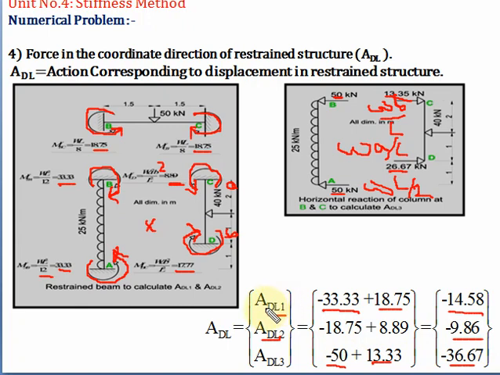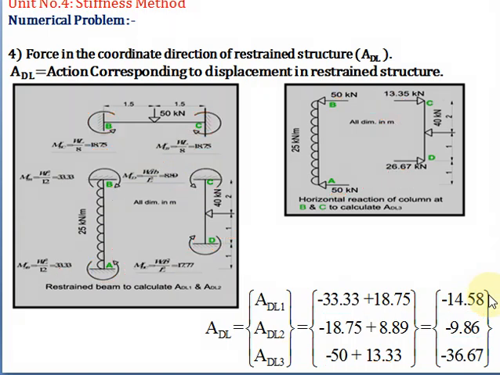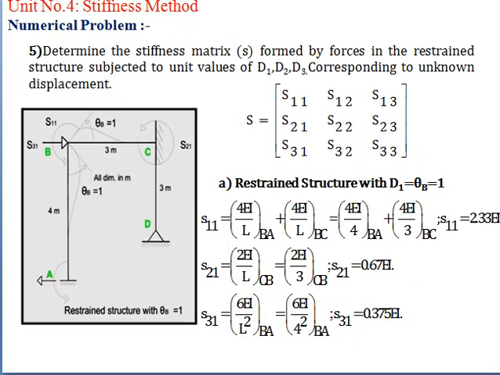Always remember that ΔDL1 is due to the rotation at B, ΔDL2 due to the rotation at C, and ΔDL3 is due to the sway. So respectively we have found out the values of ΔDL1, ΔDL2 and ΔDL3. Now after calculating ΔDL values, the next step is to calculate the stiffness matrix values. So determine the stiffness matrix formed by the forces in the restrained structure subjected to unit values of what? Unit value D1. D1 is nothing but theta B, D2 is theta C and D3 is delta.